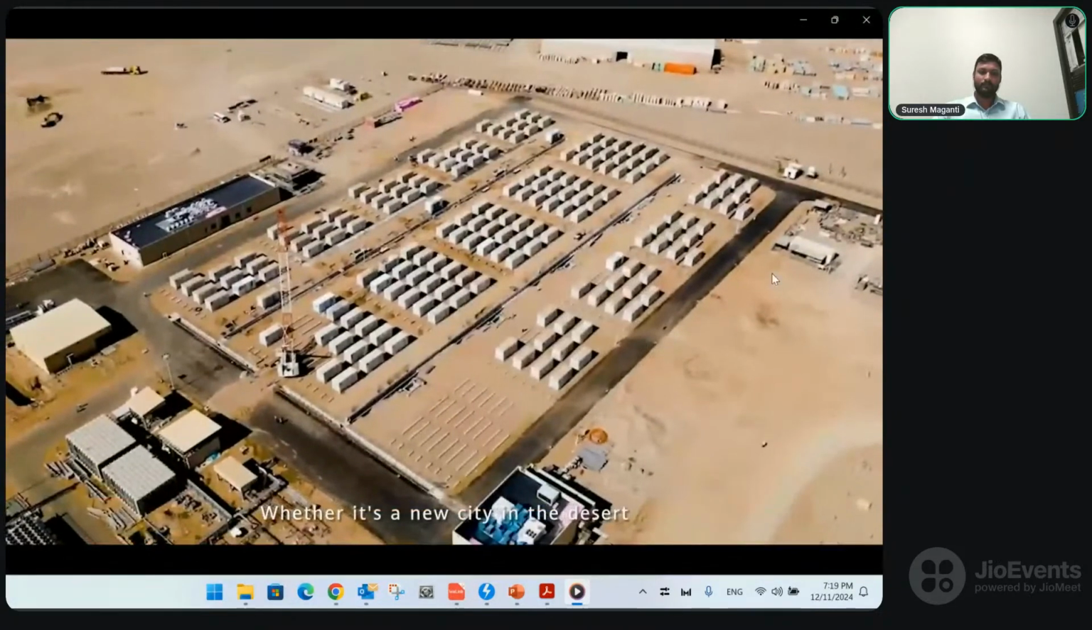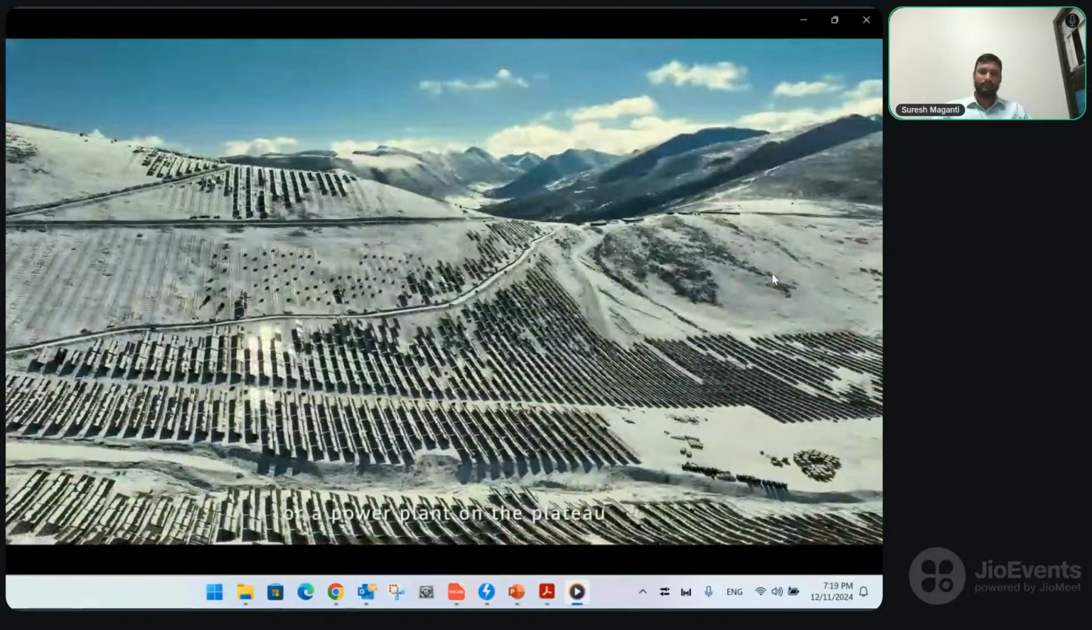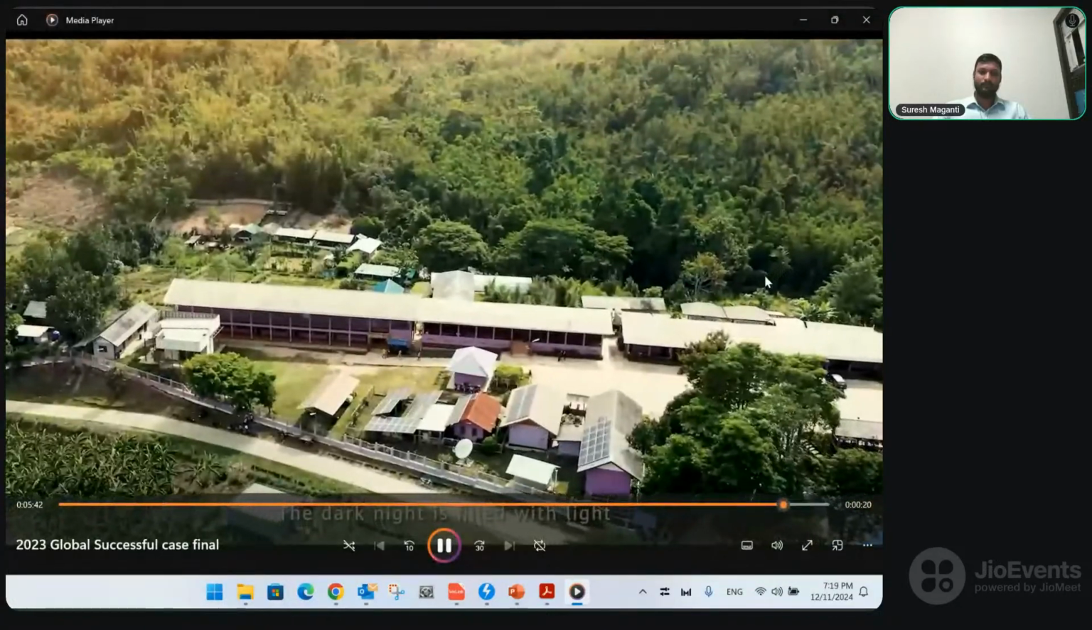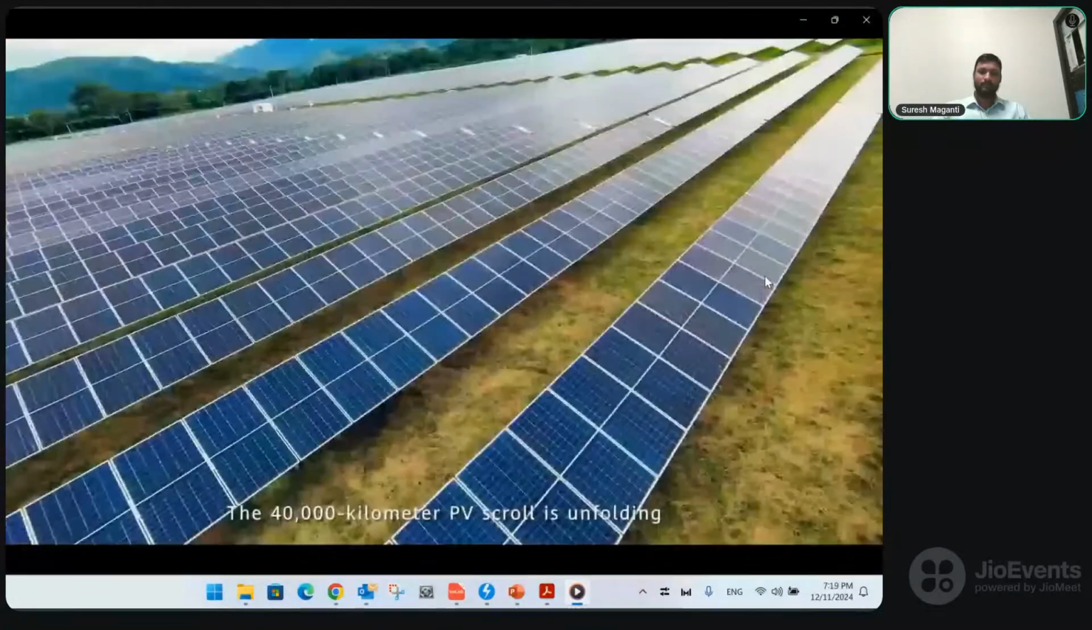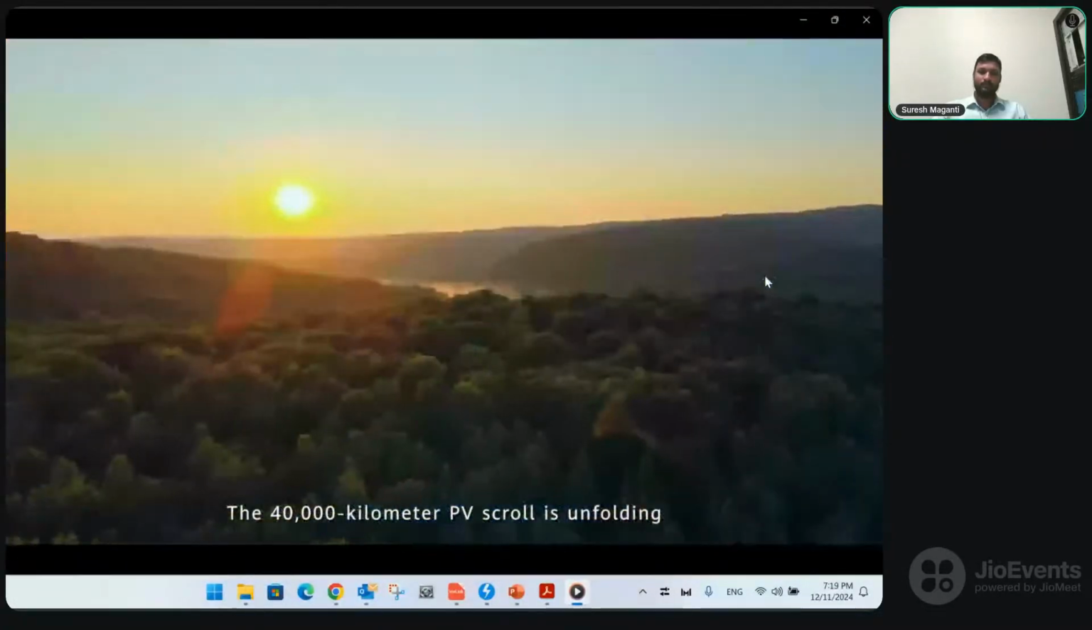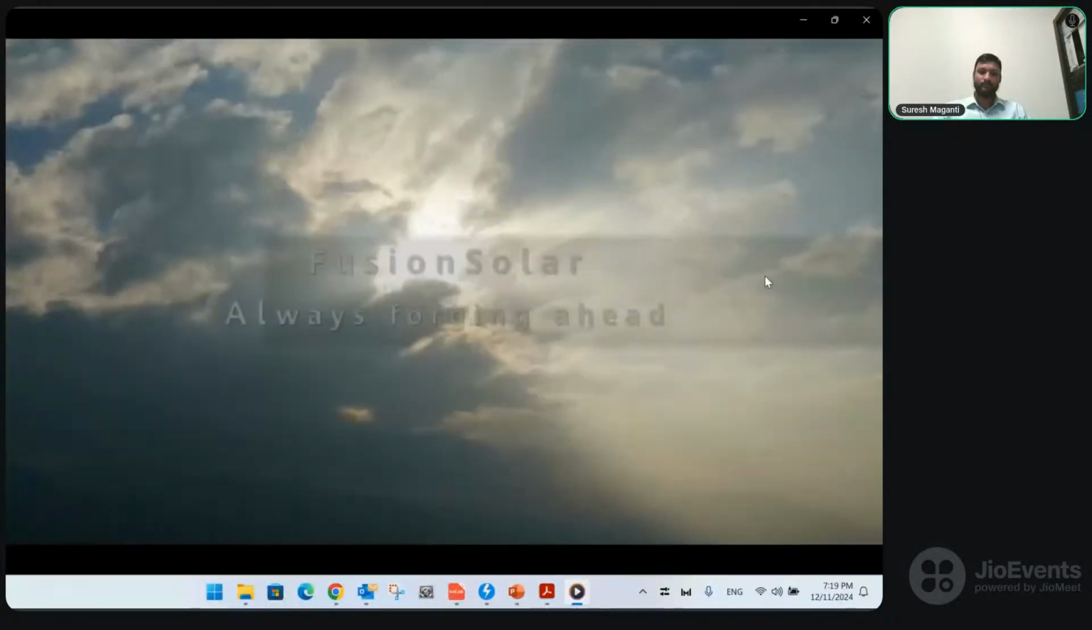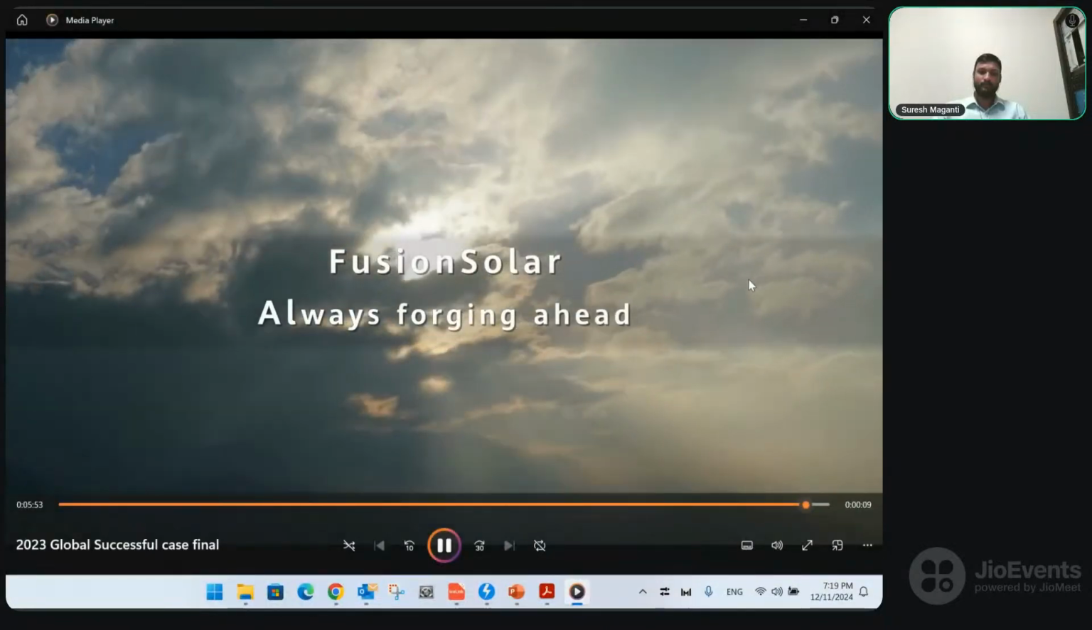Whether it's a new city in the desert or a power plant on the plateau, the dark night is filled with light. Together with our partners, we embark on a green journey. The 40,000-kilometer PV scroll is unfolding. Fusion Solar, always forging ahead.